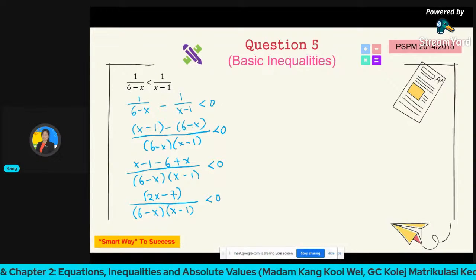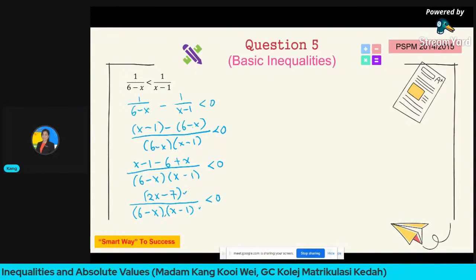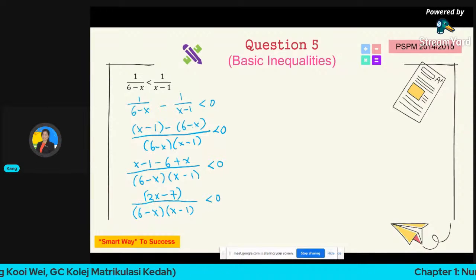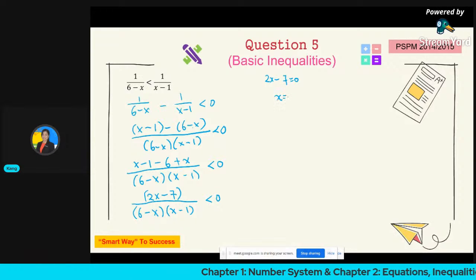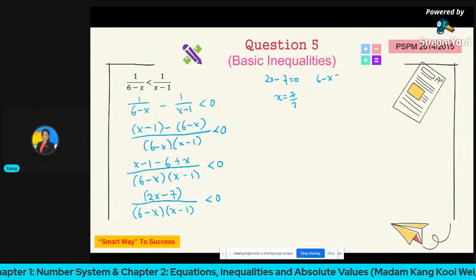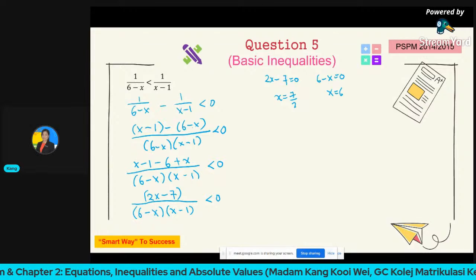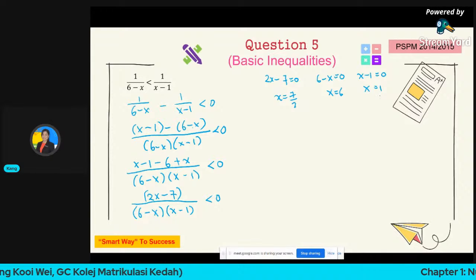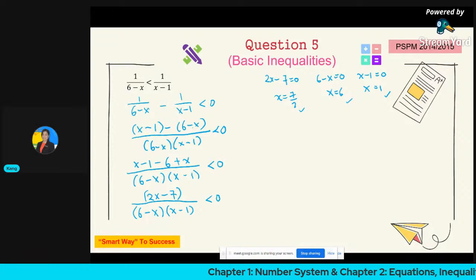Before we use the table of sign, we need to let these three factor equal to 0 to find out the value of x. So 2x minus 7 equal to 0. x will equal to 7 over 2. Then the second factor is 6 minus x equal to 0. x equal to 6. Next is x minus 1 equal to 0. x equal to 1. Okay, class, do you know why madam going to find the value of x? Because we are going to use the table of sign.